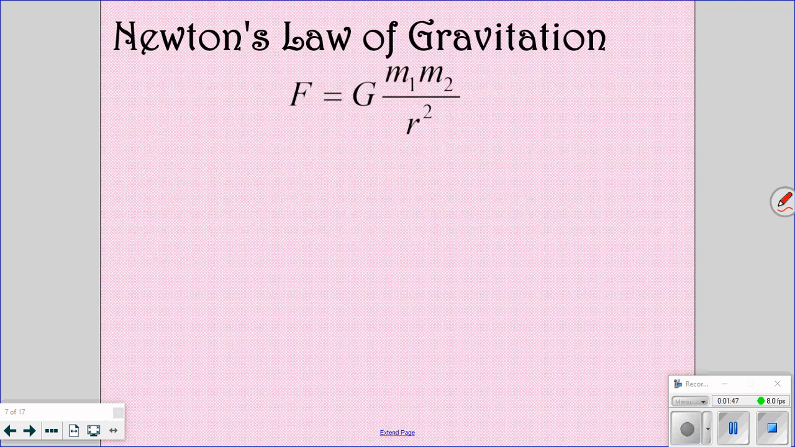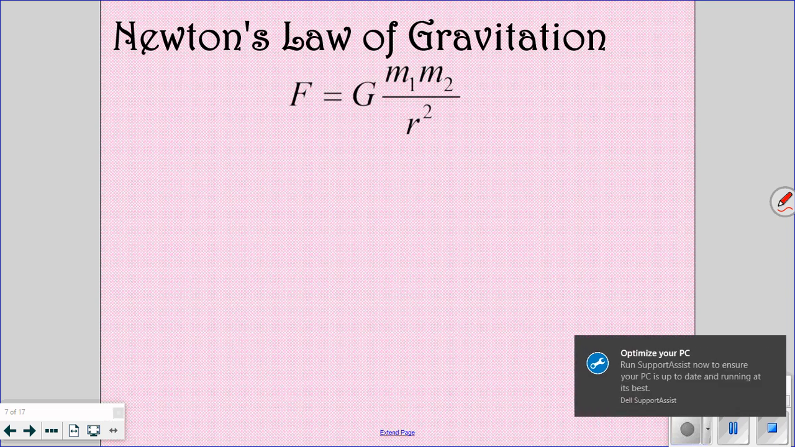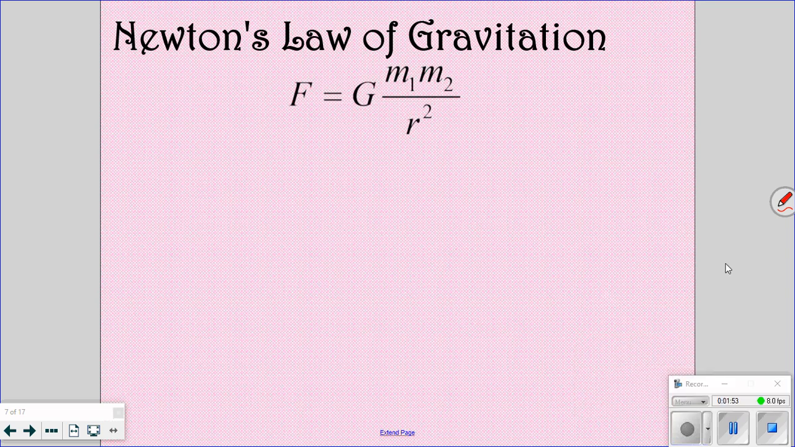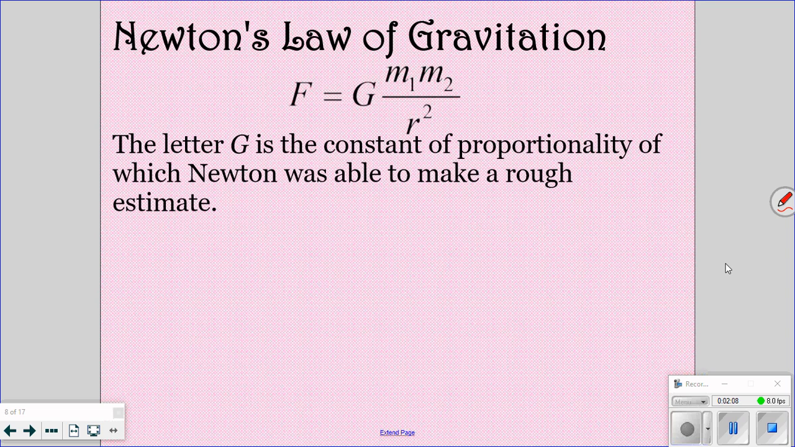So this is Newton's law of gravitation. F equals G m1 m2 over r squared. So G is your constant of proportionality. And he made a rough estimate of it. And it was greatly improved, but Newton did estimate it pretty accurately.